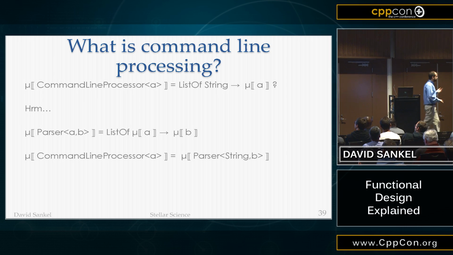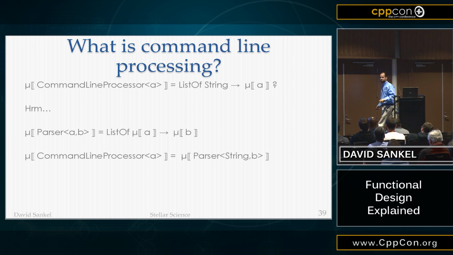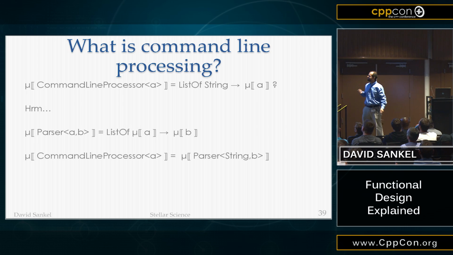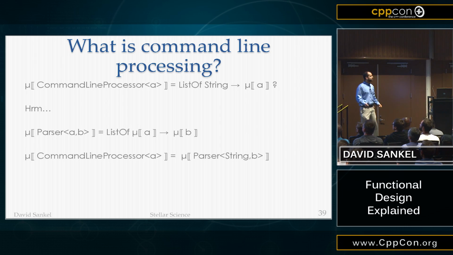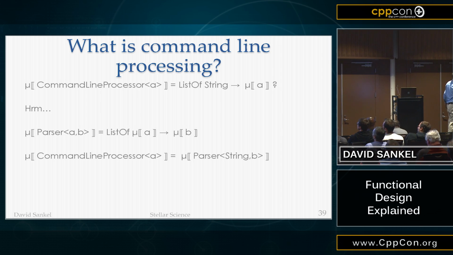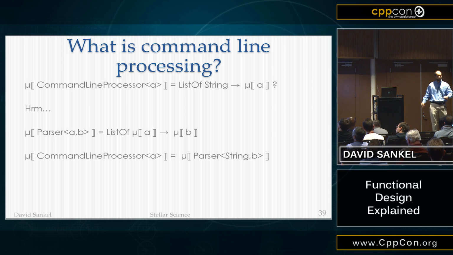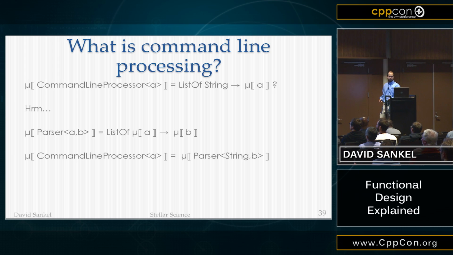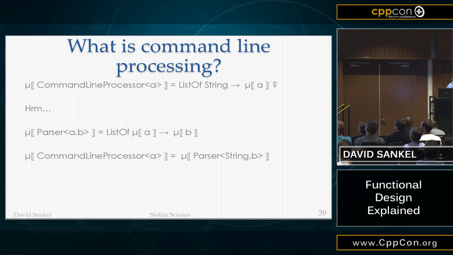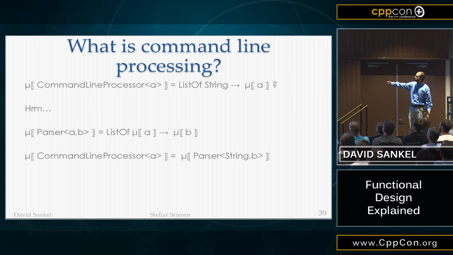So command line processing, when you think about it, you're really just taking a list of strings and converting it into some kind of value that makes sense for that program. And then you're saying, oh, well, that looks kind of similar, because I know that the semantics of a parser, like an A parser here, where A is like a char or something like that, is that it converts a list of some type into another type. So maybe a command line processor is really just a parser of a list of strings. So a string parser: instead of char here, like you'd normally have with a parser, now you have a string.